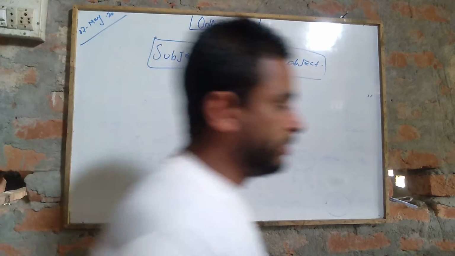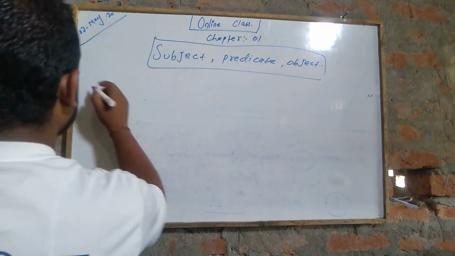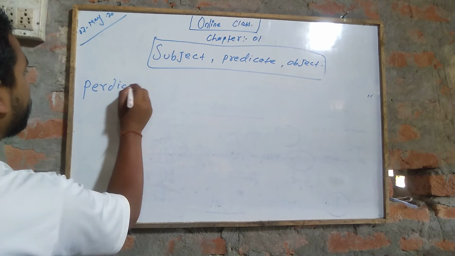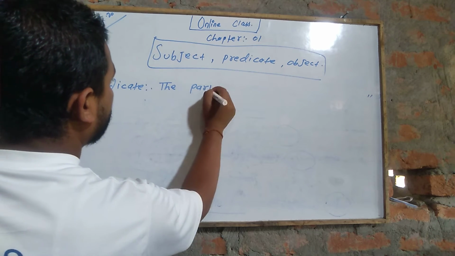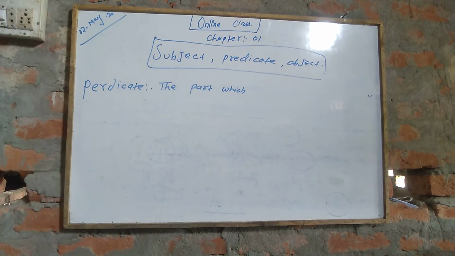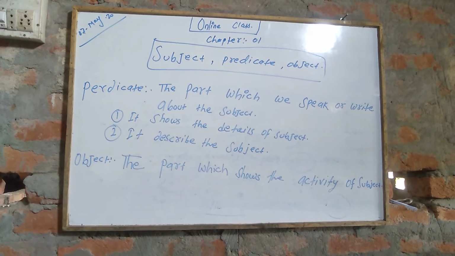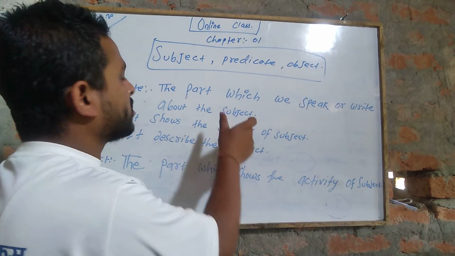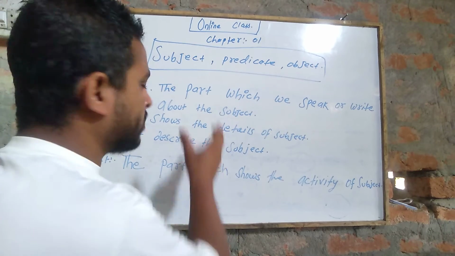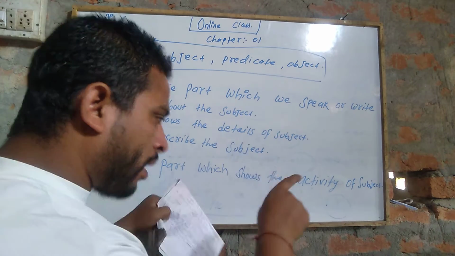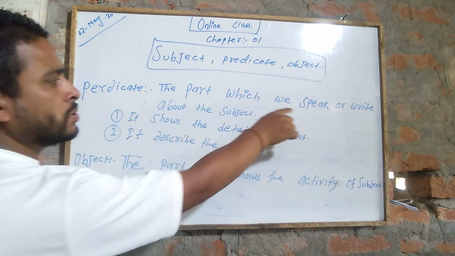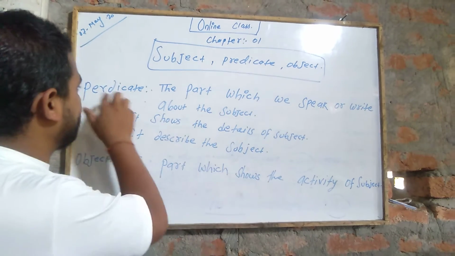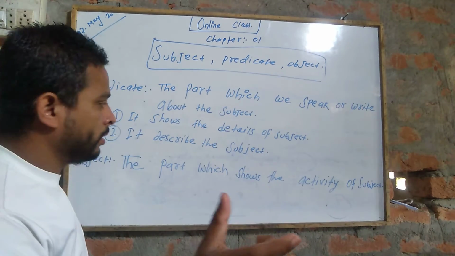Now we have the definition of predicate. Now let's talk about the predicate. The part which we speak or write about the subject, that is, what we talk about the subject, that part is known as a predicate. It shows the details of the subject, and it also describes the subject.